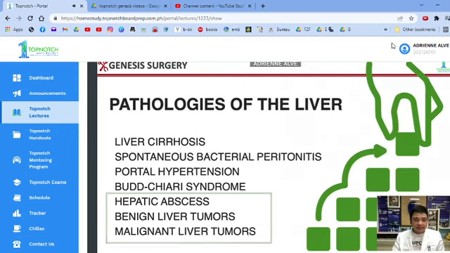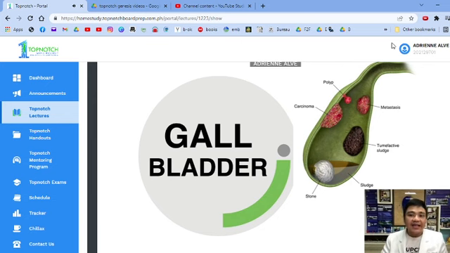So we are done with the pathologies of the liver. We were able to tackle these 3 conditions. So that's the end of our liver segment. Moving forward, we'll now be discussing the gallbladder.